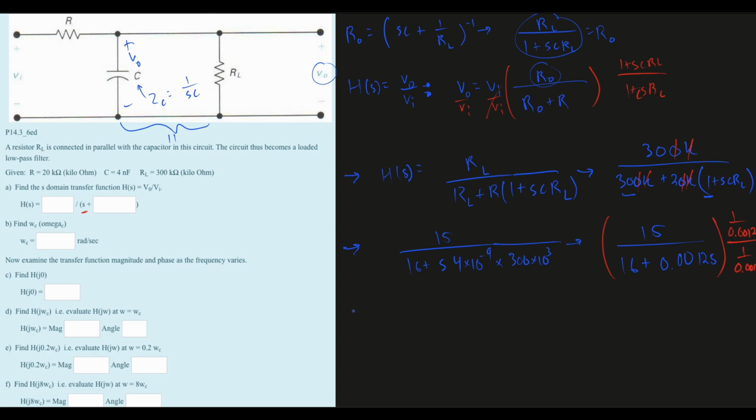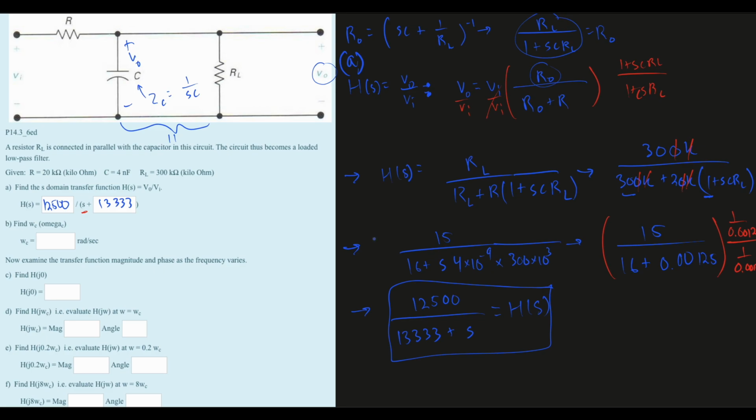And in doing this, we are going to be left with 12,500 divided by 13,333 plus S. And so this is equal to our H of S. And so this is going to be our answer for part A. We're going to plug this in as 12,500, and then in the denominator we have 13,300, sorry. And so that is that for part A.